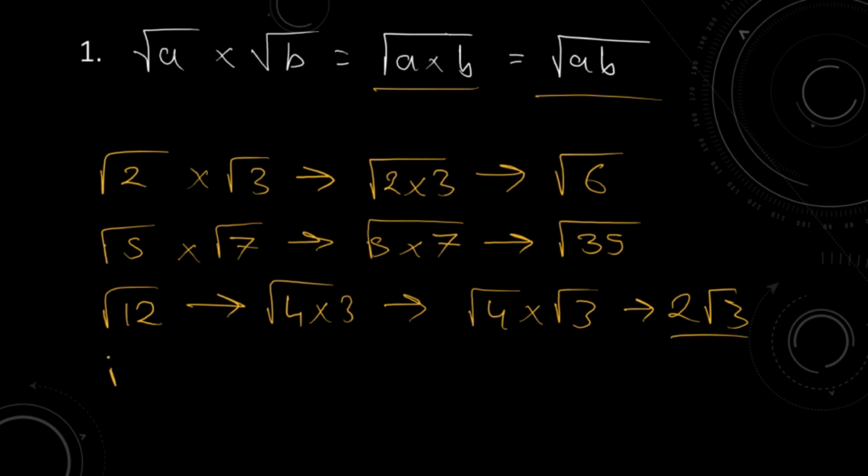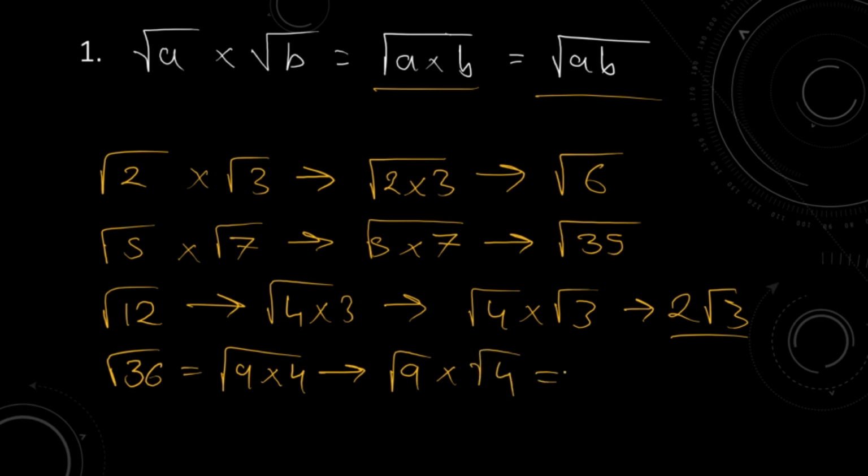Again, if you had square root 36, we know that this is 6, because 6 times 6 is 36. But if you apply this rule, you could get 6 in another way. Square root 36 equals square root 9 times 4, and this would be square root 9 times square root 4, which equals 3 times 2, which is 6, by splitting the number like this.